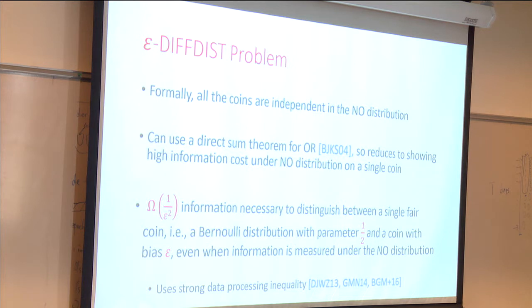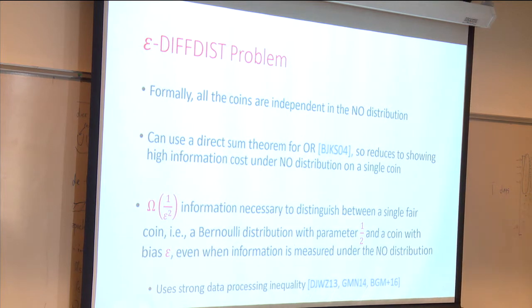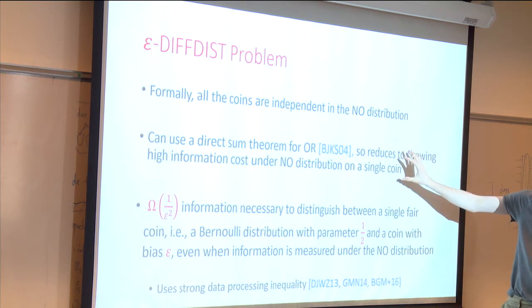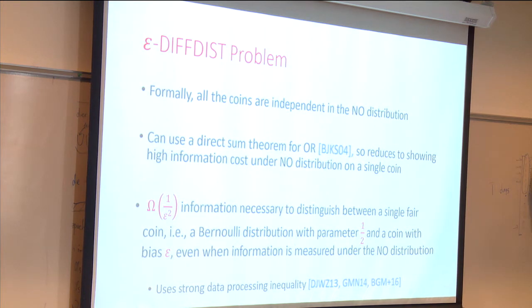So we can measure information when the coins are all drawn from the no distribution. So they're all independent, identically unbiased. And we can use a direct sum theorem for OR of Bar-Yosef et al., maybe building upon earlier work of Chakrabarty et al., to show high information costs under this no distribution for a single coin. So this direct sum theorem will say that to solve the OR of these n copies, the information I reveal under the no distribution is n times the information I need to reveal for one of these copies.